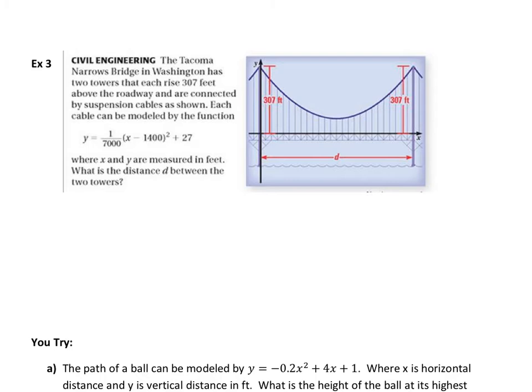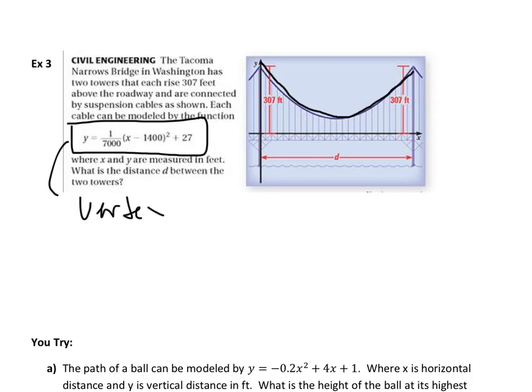My final example that I'm going to show you guys has to do with a bridge, and it says the Tacoma Narrows Bridge in Washington has 2 towers that each rise 307 feet above the roadway and are connected by suspension cables as shown. So if you can see, these suspension cables kind of model a parabola. It's a little parabolic shape, and they give us this funky equation that goes along with it. Now, one of the things that you might notice about that funky equation, as ugly as it is, is that it's in vertex form, which is great because it's easy to find the vertex.